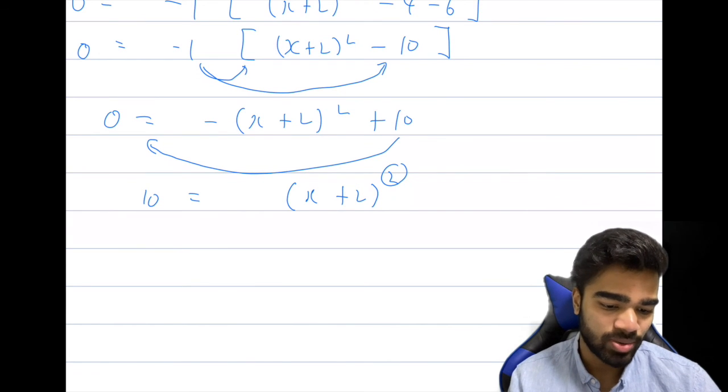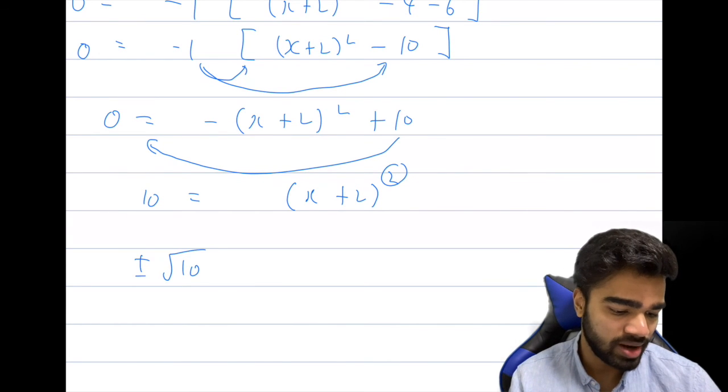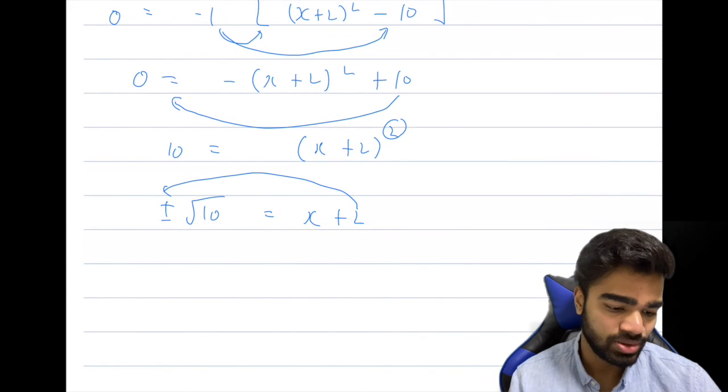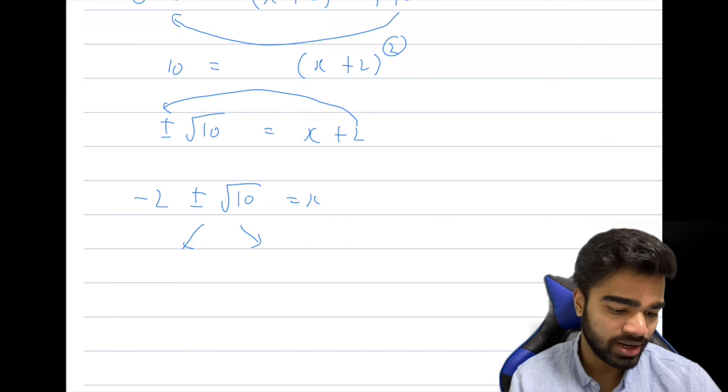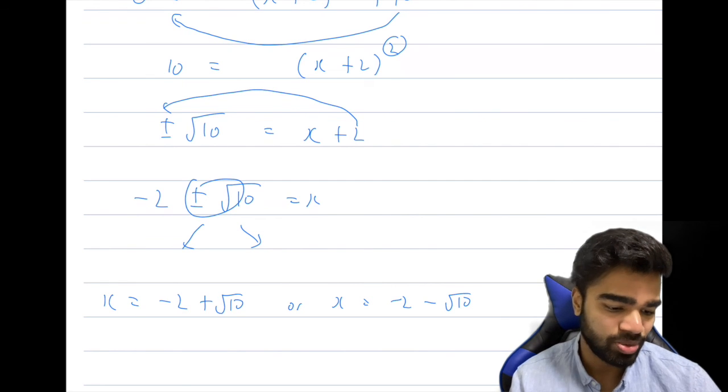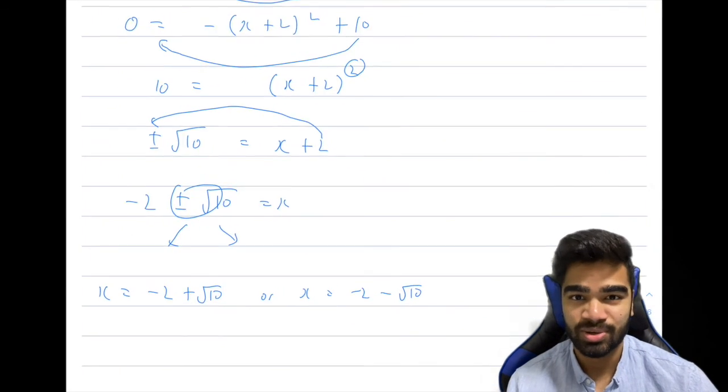So I need to take the square to the other side by square rooting: plus or minus square root 10 equals x plus 2. And then lastly, I just need to take this 2 to the other side. So I have negative 2 this time, plus or minus root 10. So now you need to split up the plus or minus. So x is equal to negative 2 plus root 10, or x is equal to negative 2 minus root 10. So positive version, negative version. Okay, that's all 3 questions. I hope you understood.